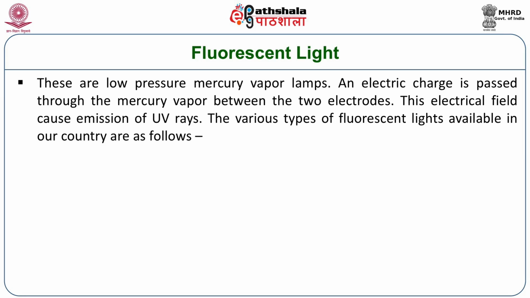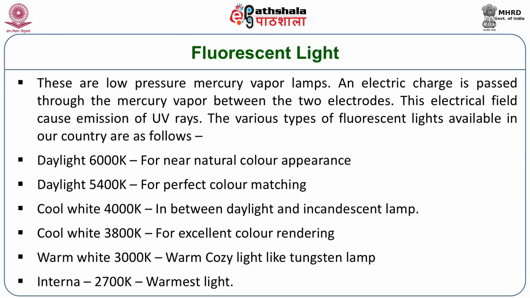The various types of fluorescent lights are available in our country, such as daylight 6000 K, daylight 5400 K, warm white 3000 K, and 2700 K, etc. for several purposes, and they have several different types of properties.